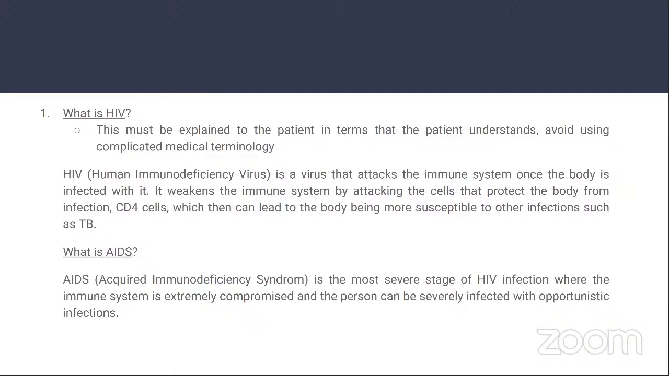So HIV is a virus that attacks the immune system once the body is infected with it. It weakens the immune system by attacking the cells that protect the body from infection, and these are your CD4 cells, which then leads to the body being more susceptible to other infections, such as TB. And then because, as we know, HIV and AIDS is quite linked, we also need to explain that being diagnosed with HIV does not necessarily mean AIDS.